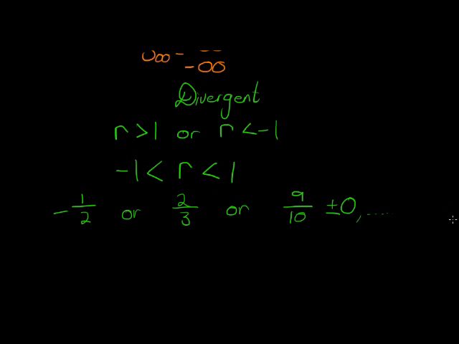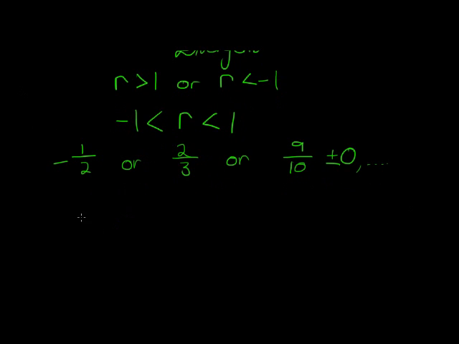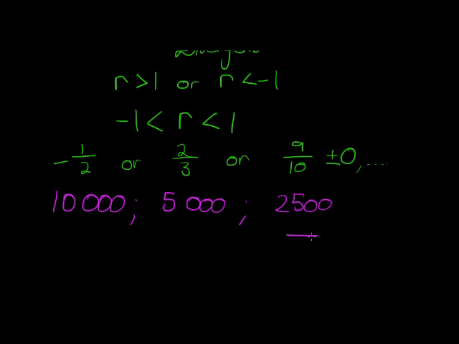So what does that mean? Well, that means my consecutive terms are getting smaller. So for example, again, just to make it easy, let's multiply with 1/2. No matter what I start with, let's start with 10,000. Then my next term will be 5,000. And my next term, 2,500.